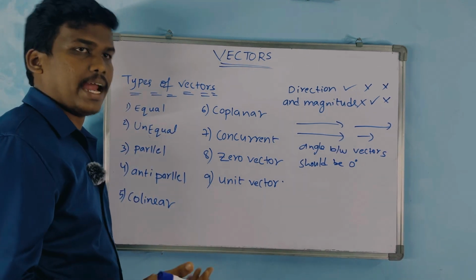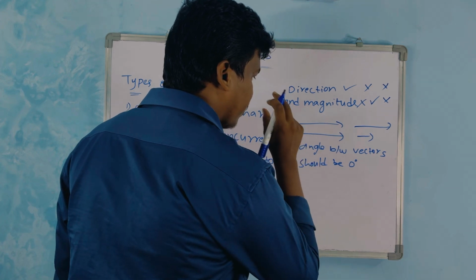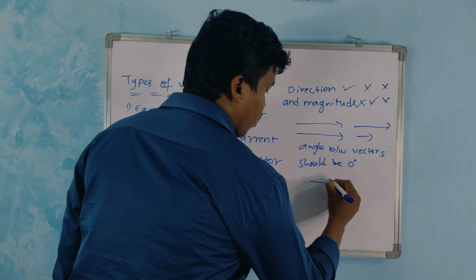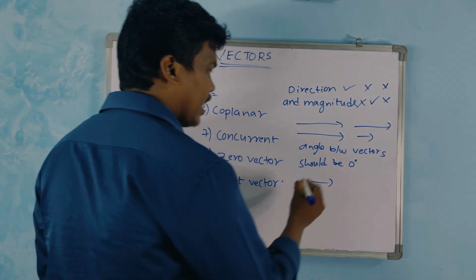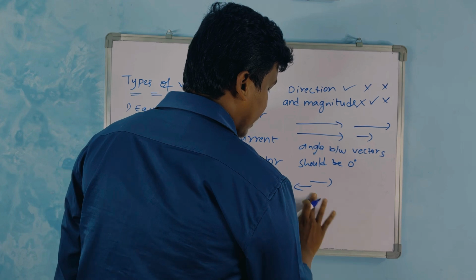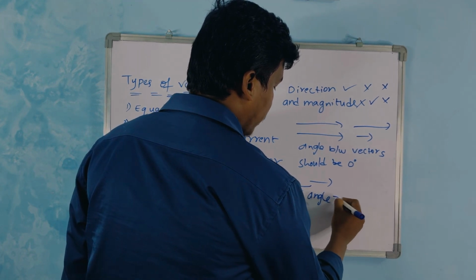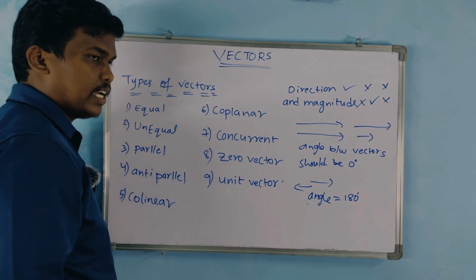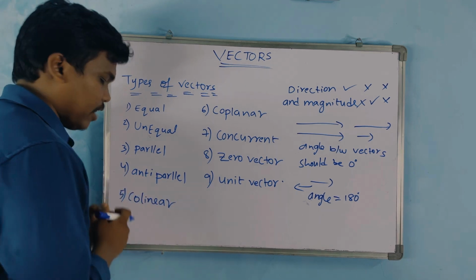What do you mean by anti-parallel vectors? If the vectors are parallel, then they are parallel vectors. If the vectors are not parallel, that means they are anti-parallel vectors. That means the angle between two vectors will be 180 degrees. They travel in opposite directions. Those vectors are called anti-parallel vectors.